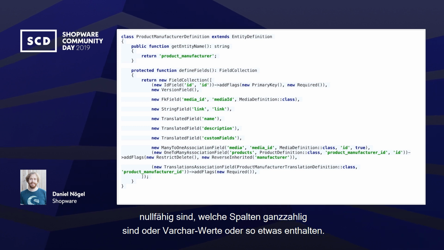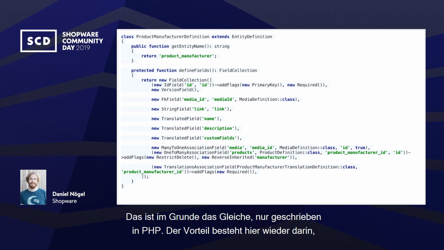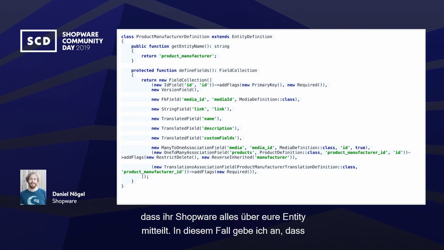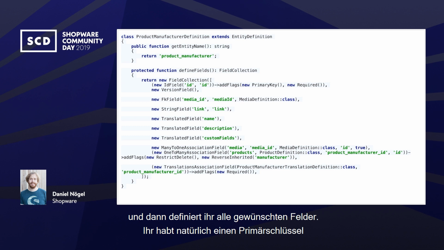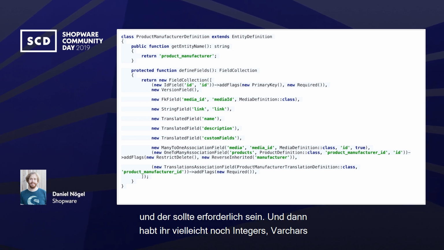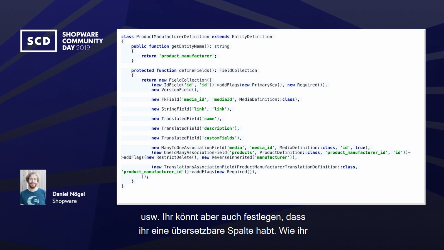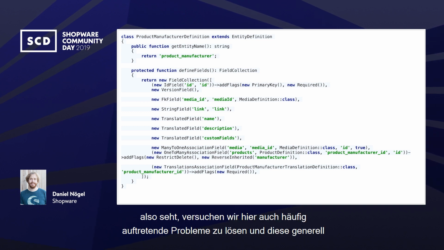And the benefit is, again, that you will tell Shopware everything about your entity. So in this case, I'm telling it, I want to have a manufacturer. The entity should be called product manufacturer. And then you're defining the fields you have. You have a primary key, of course, and it should be required. And then you might have integers, varchars, and so on. But you can also tell it that you have translatable columns. So as you can see, it also tries to take care of common problems you have, and fix those in a general way.